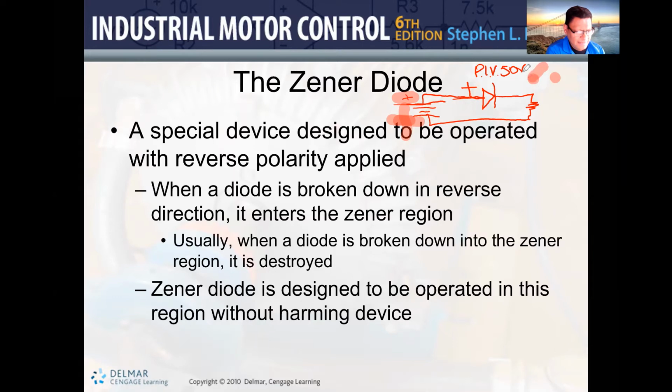And because it's behaving as an open switch, if we exceed its peak inverse voltage rating, then the diode is going to break down. Okay, so now the Zener diode is designed to work in the reverse direction. And we are going to see why in just a minute.